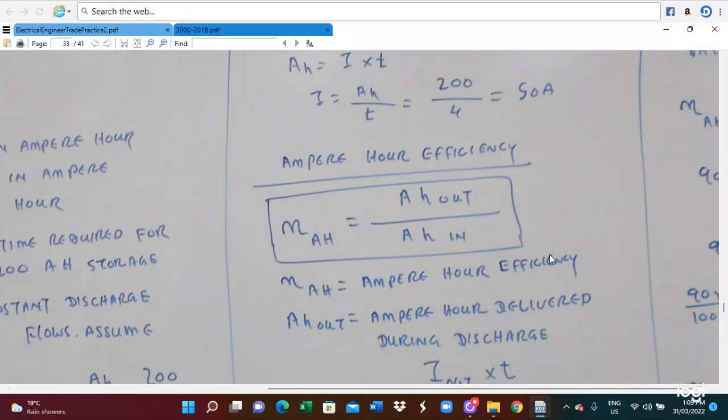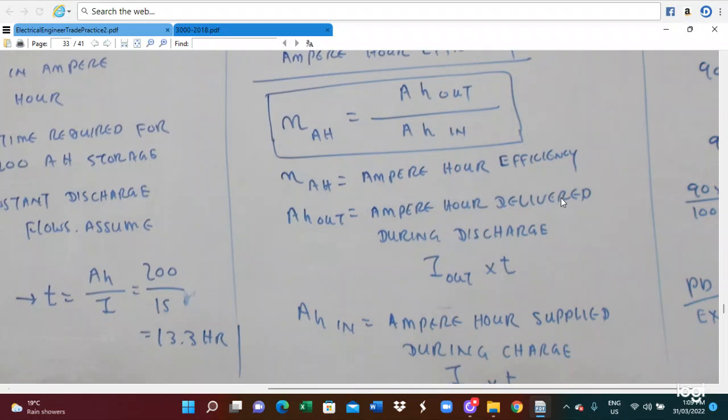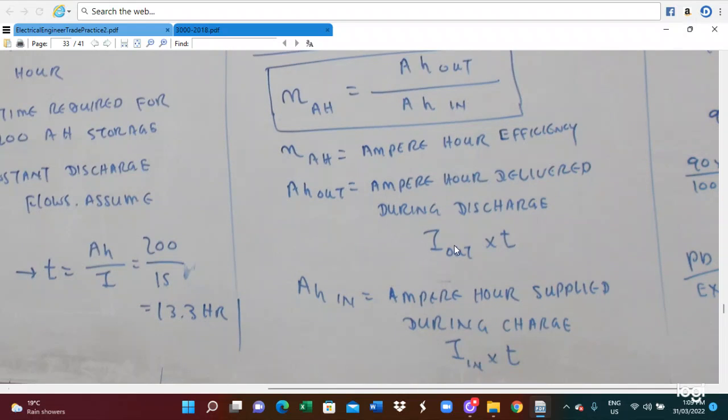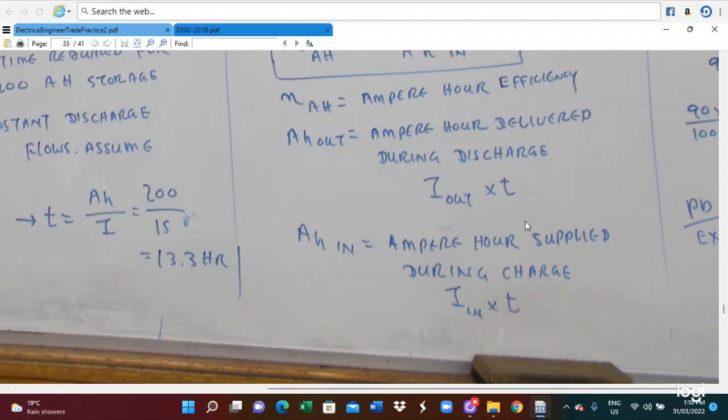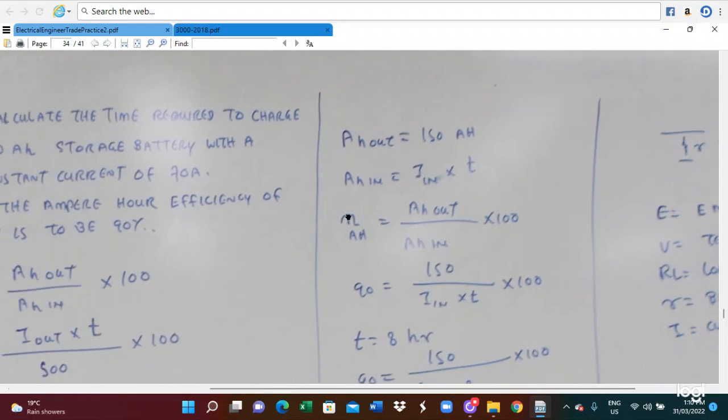The next one is the ampere hour efficiency. Ampere hour efficiency ηAH is equal to ampere hour output divided by ampere hour input. ηAH is our efficiency. AH out is the ampere hour delivered during the discharge, so I out multiplied by time. Ampere hour in is the ampere hour supplied during the charge, I in multiplied by time. So this is the way we calculate the ampere hour.